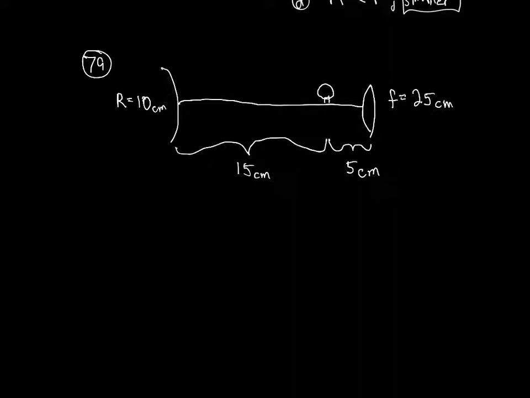Now, why is the focal length of the lens positive? The last problem was negative. It's because of the type of lens that it is. This lens is convex, so the focal length of a convex lens is always positive. If it were concave, the lens would have a negative focal length.